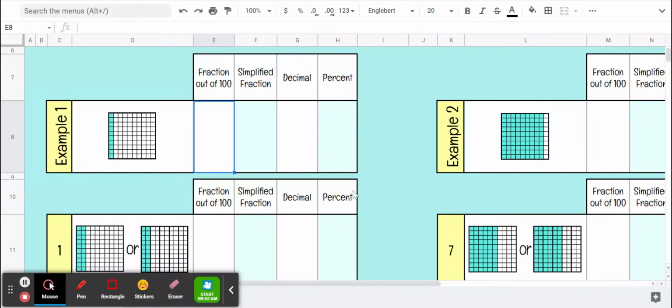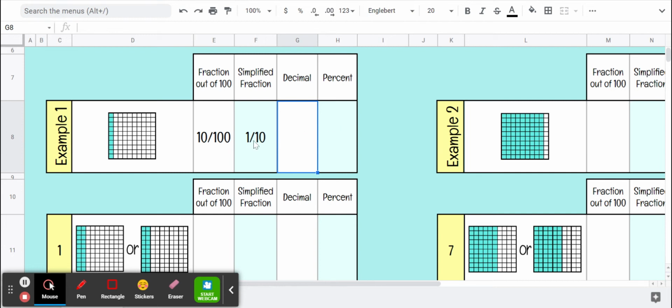Here are a few examples. So for number 1, if there are 100 total squares right here and we have one of those rows colored in, that would be worth 10. So 10 out of 100 are shaded in. We can simplify that. We can divide them both by 10, which would be 1/10. That also means there is one row of 10.